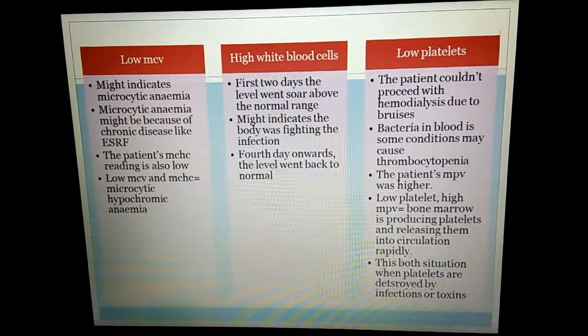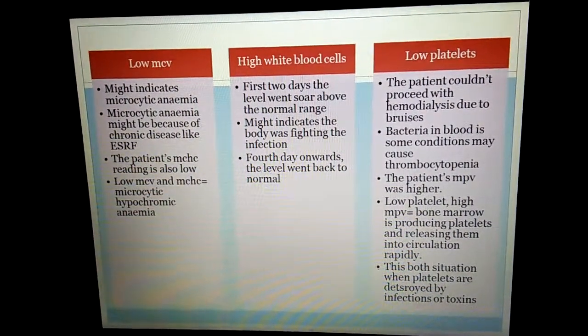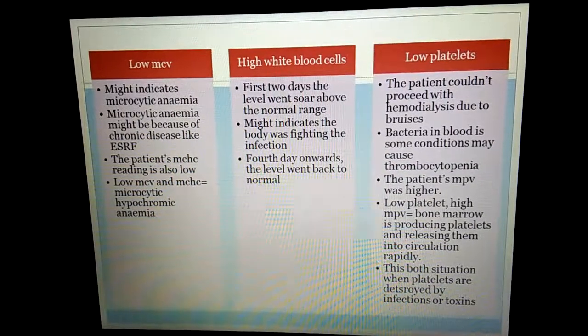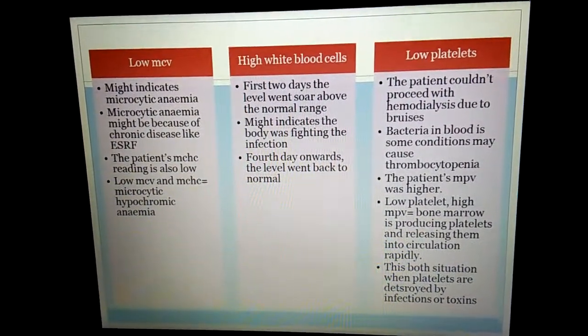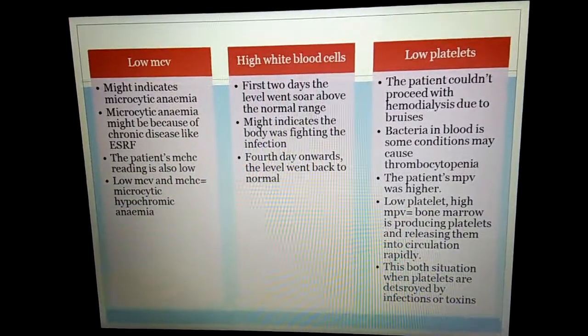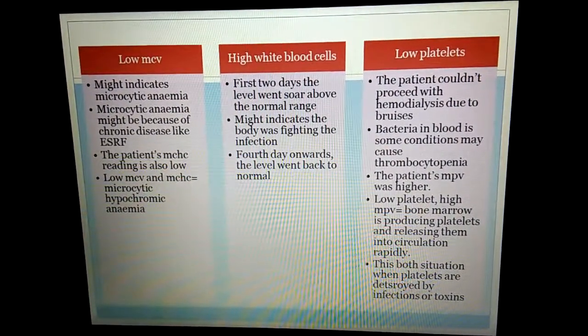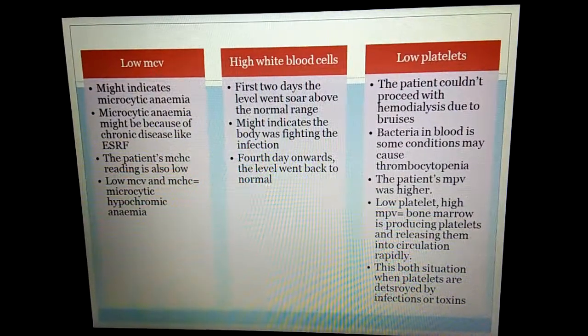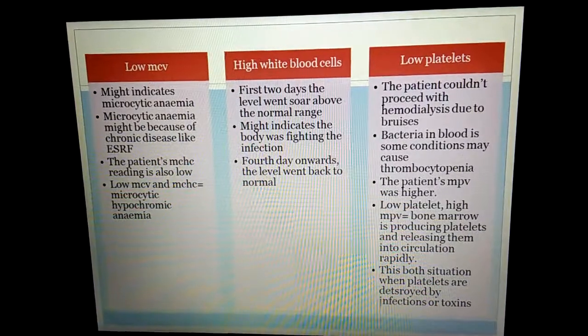For the high white blood cells level, in the first 2 days the level soared above the normal range. For the patient's condition, it might indicate the body was fighting the infection. From the 4th day onwards, the level went back to normal. For the low platelet count, the patient could not proceed with hemodialysis due to bruises. Bacteria in the blood in some conditions may cause thrombocytopenia.